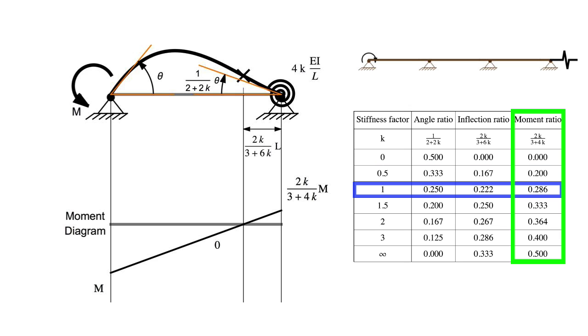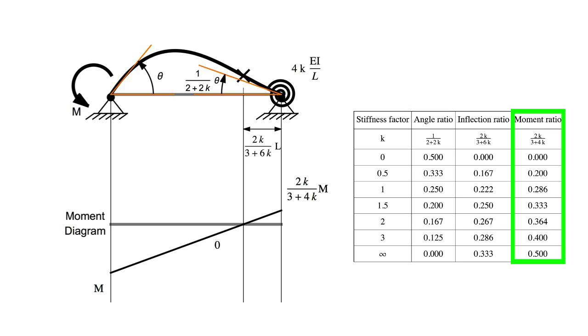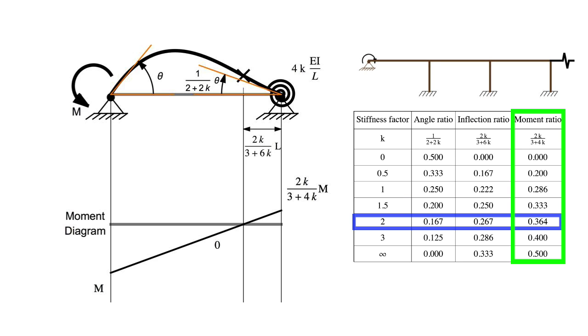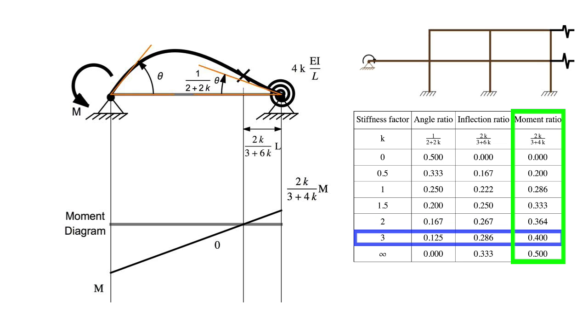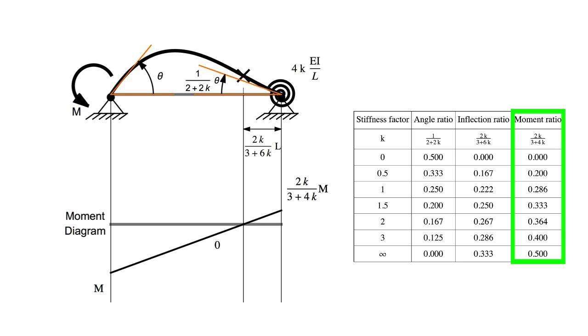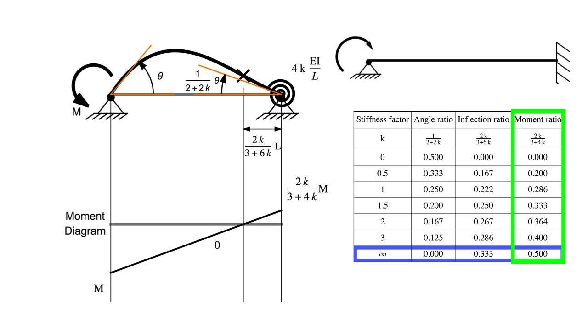It is about 29% for an equal span continuous beam resting on external hinges which has k approximately 1. It is about 36% for an equal span continuous beam rigidly connected to columns which has k approximately 2. It is 40% for an equal span beam that is part of a multi-story building which has k approximately 3. And it is 50% for an infinitely stiff spring which is a fixed end.